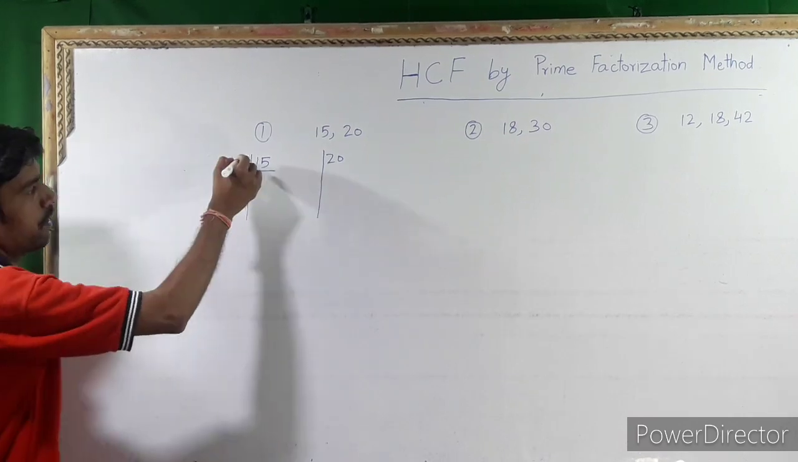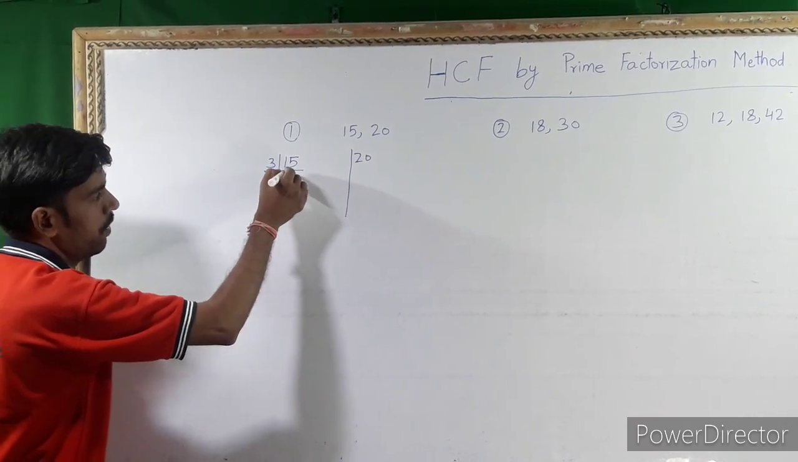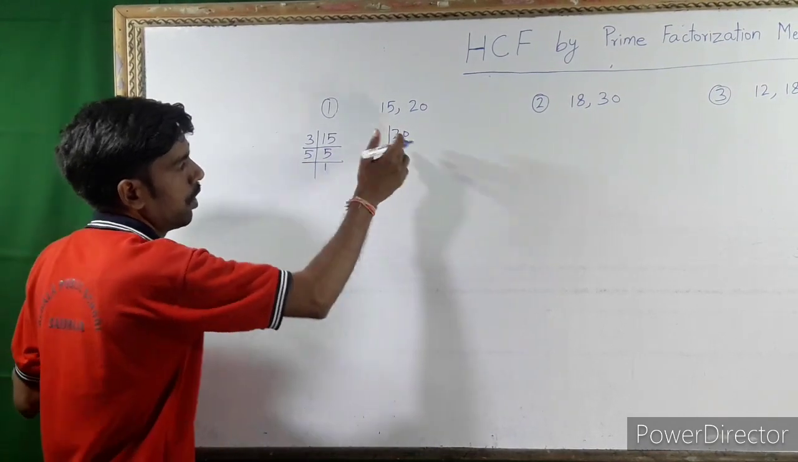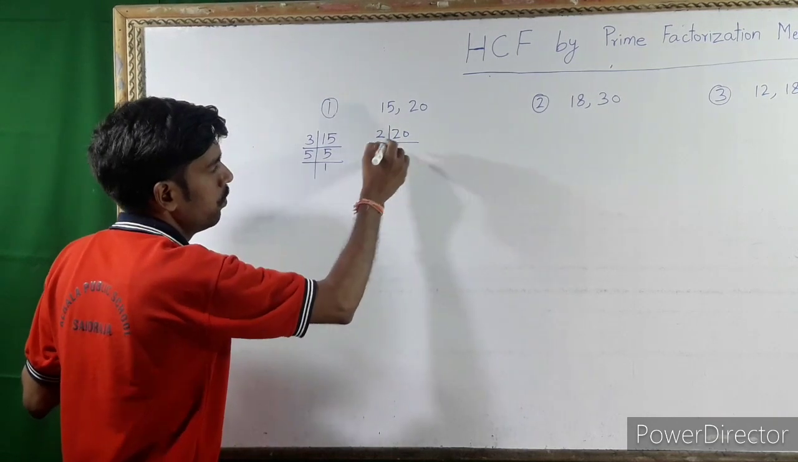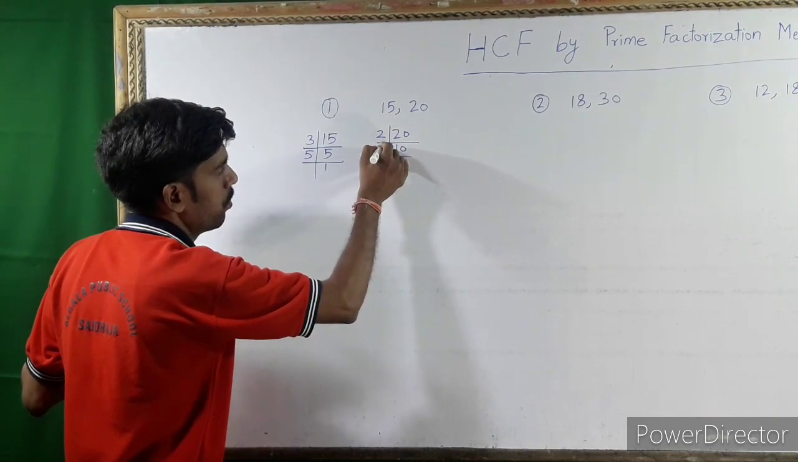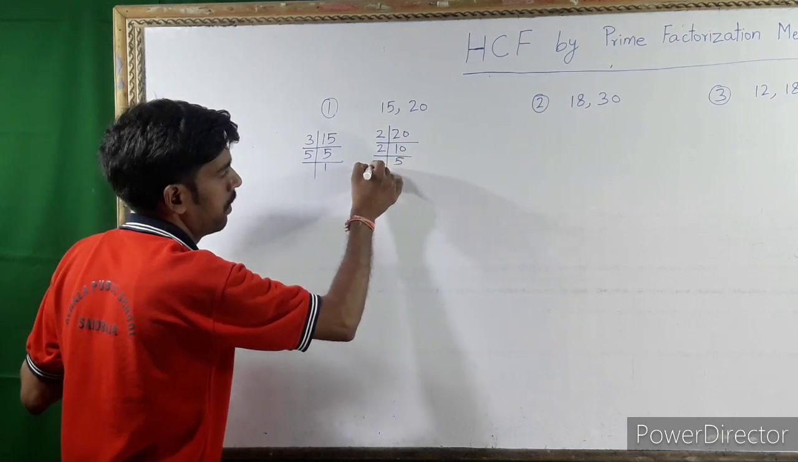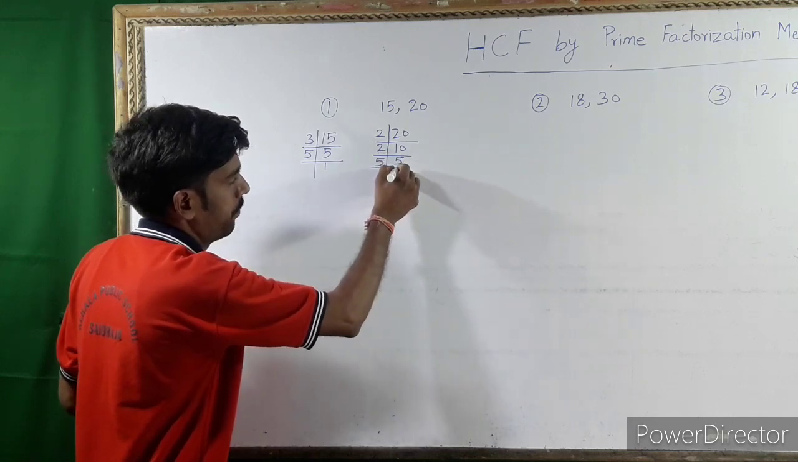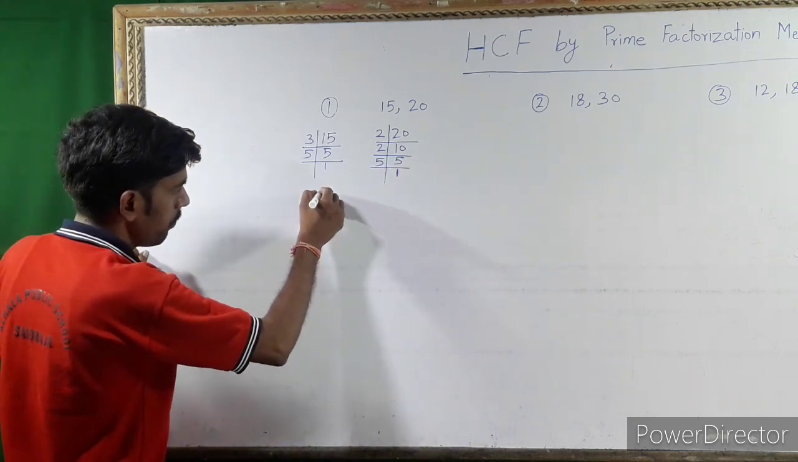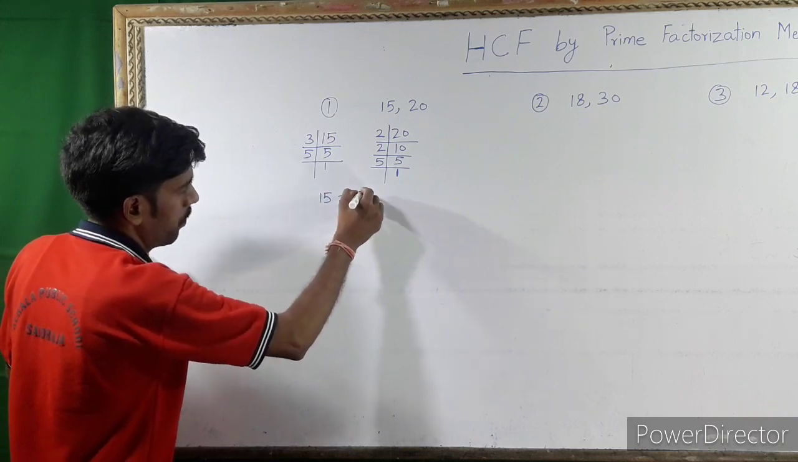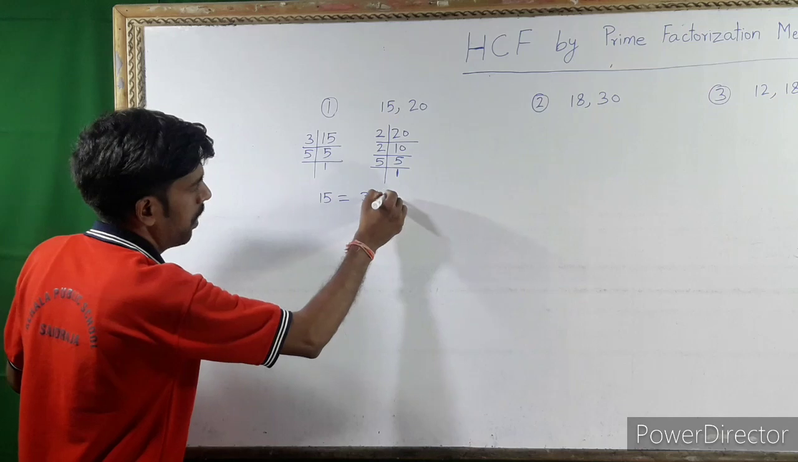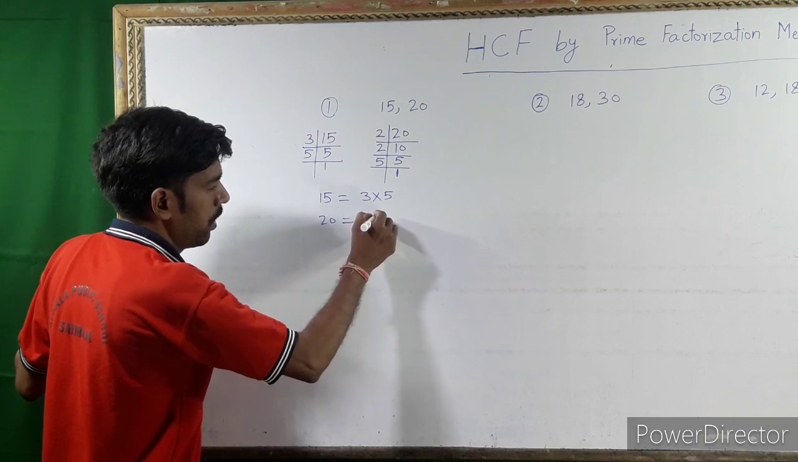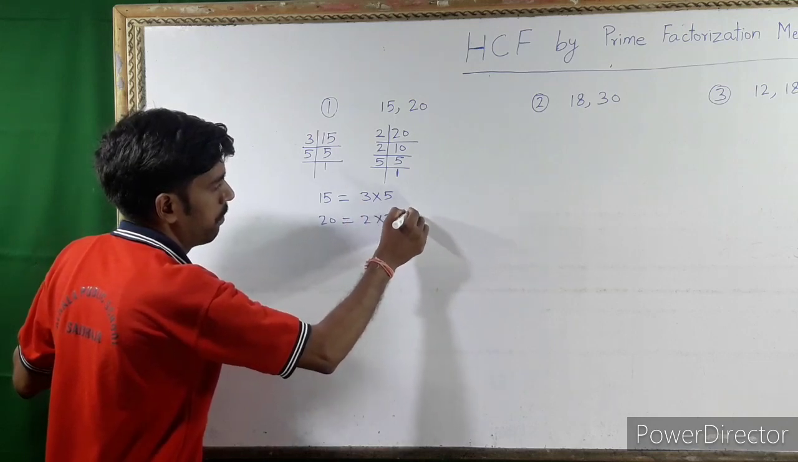15 is divisible by 3, 3 5s are 15, and 5 is divisible by 5, one time. Now 20 is divisible by 2, 2 10s are 20, and 10 is also divisible by 2, 2 5s are 10, and 5 is divisible by 5, one time. So 15 is equal to 3 into 5 and 20 is equal to 2 into 2 into 5.